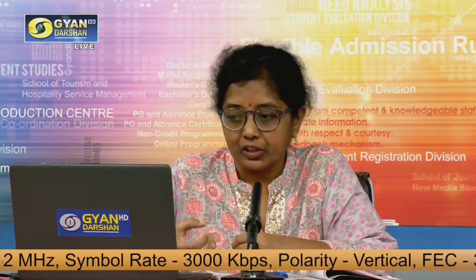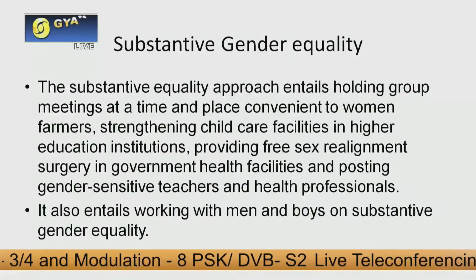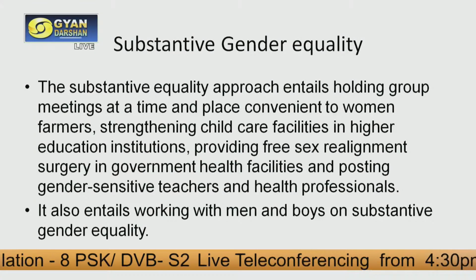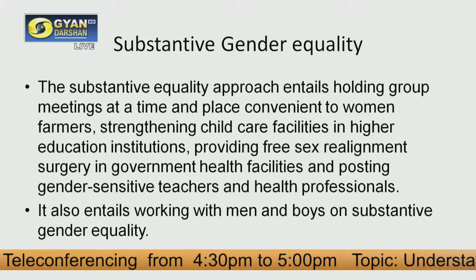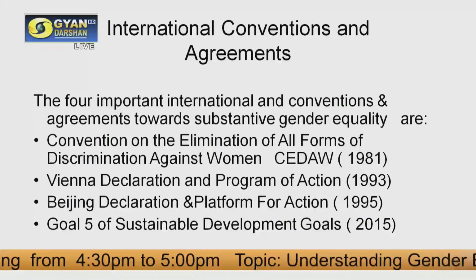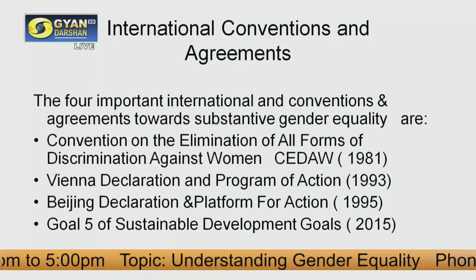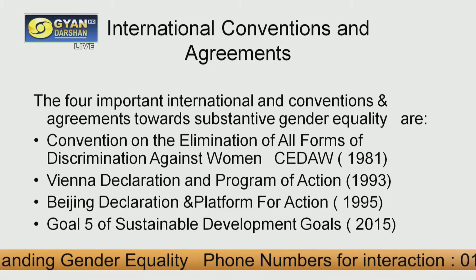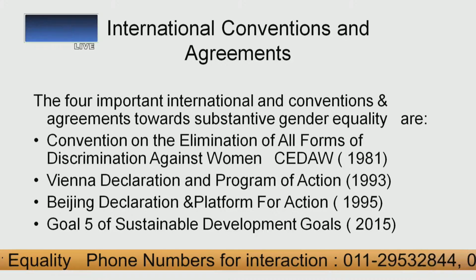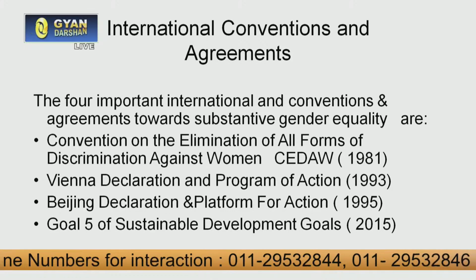So the substantive equality approach entitles holding meetings at a time and place convenient to women farmers, strengthening childcare facilities in higher educational institutions, providing free sex realignment surgery in government health facilities, and posting gender sensitive teachers and health professionals. It also entitles working with men and boys on substantive gender equality. So now, learners and listeners, you must clearly understand what gender equality is. There are two types of gender equality: one is formal gender equality, the other is substantive gender equality.